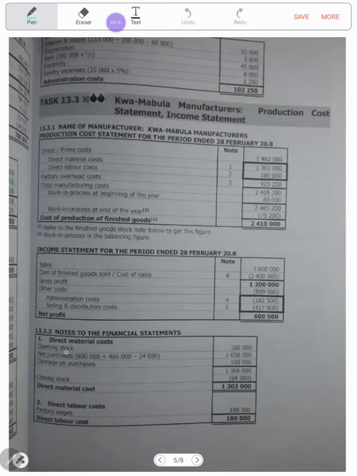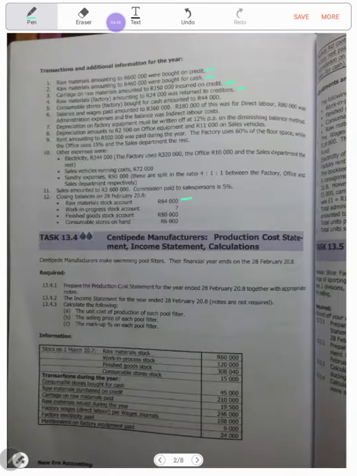So our opening stock, remember direct material cost, our opening stock was 180,000. Then we'll have net purchases. Now net purchases is the raw materials that we have purchased during the year. So I'm taking you right back to note number 1 where they said raw materials amounting to 600 were bought on credit. So there's my first 600. And then I also bought raw materials for cash, 460. So I'm adding that 460.